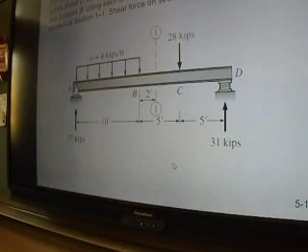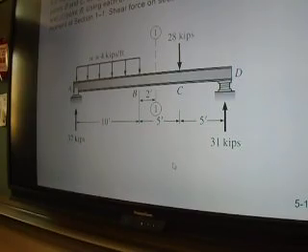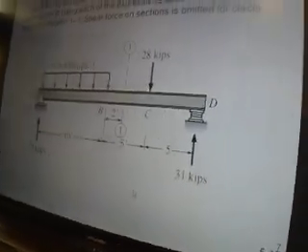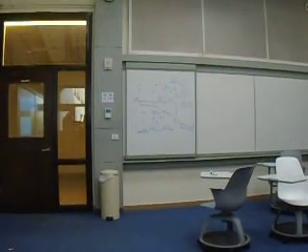Fine. Let's look at another example. Let's look at this example. He was a little bit kind with us now, and he gave us the reactions in this example.